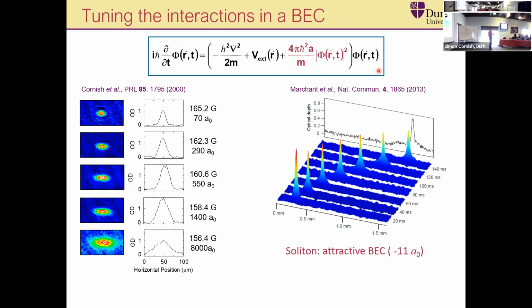And this really changed BEC physics and Fermi gas physics because the scattering length is a very important piece. Right? So here, this Gross-Pitaevskii equation and this mean field term that describes the interactions is proportional to the scattering length. So Feshbach resonances, being able to tune this, is a great tool.